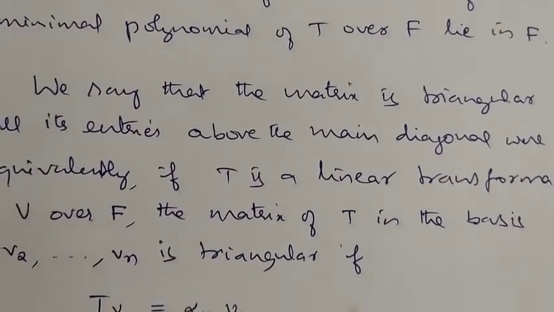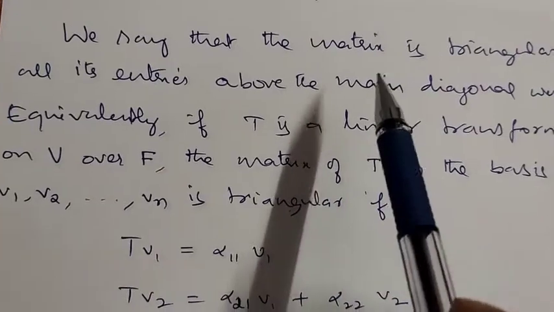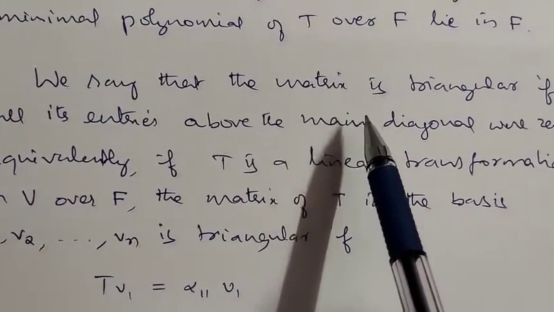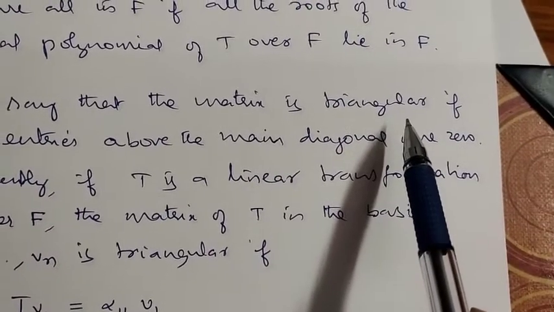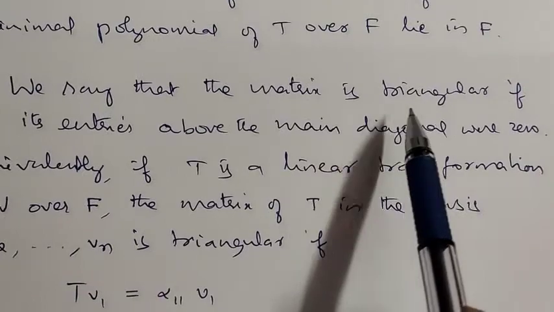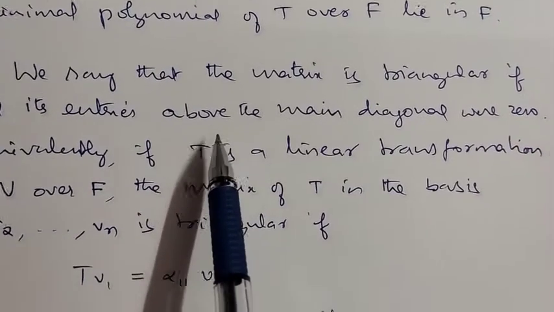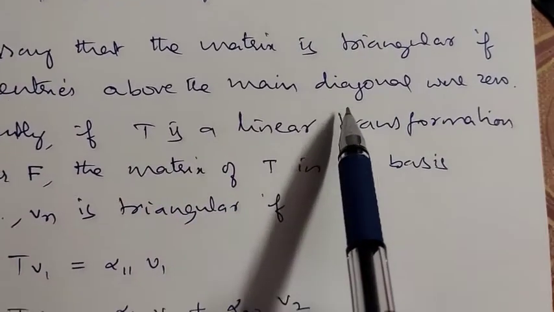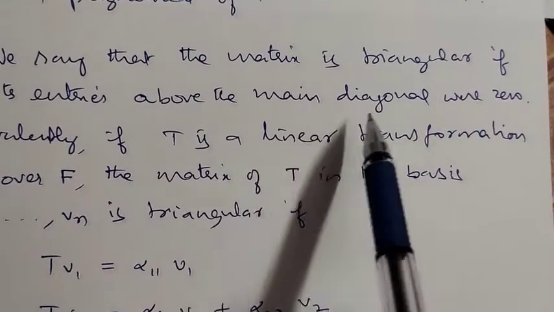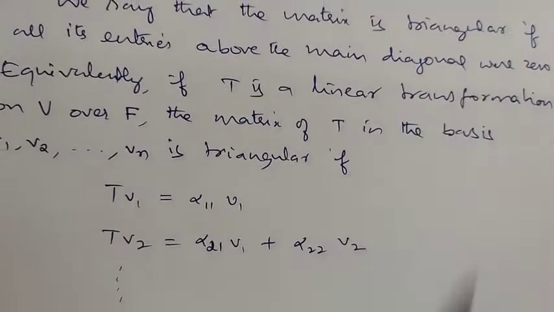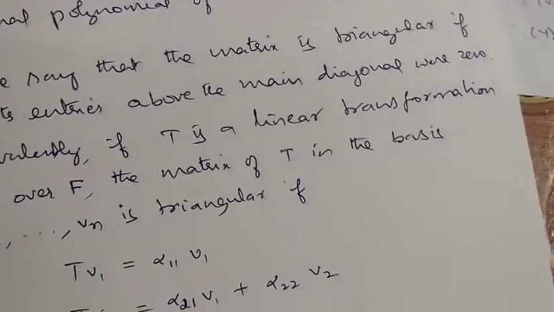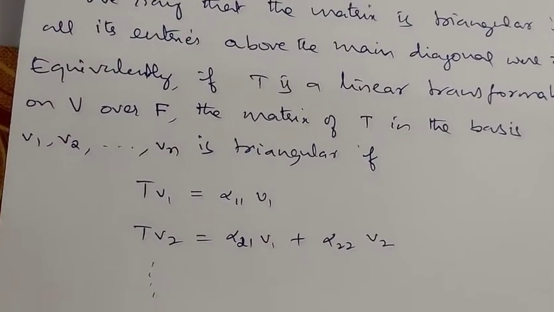Now let us take up the first canonical form, which is the triangular form. We say that the matrix is triangular. Triangular means upper triangular or lower triangular. Simply, we say that the matrix is triangular if all its entries above the main diagonal are 0, or the entries below the main diagonal are 0. So here we take up the matrix where all the entries above the main diagonal are 0.